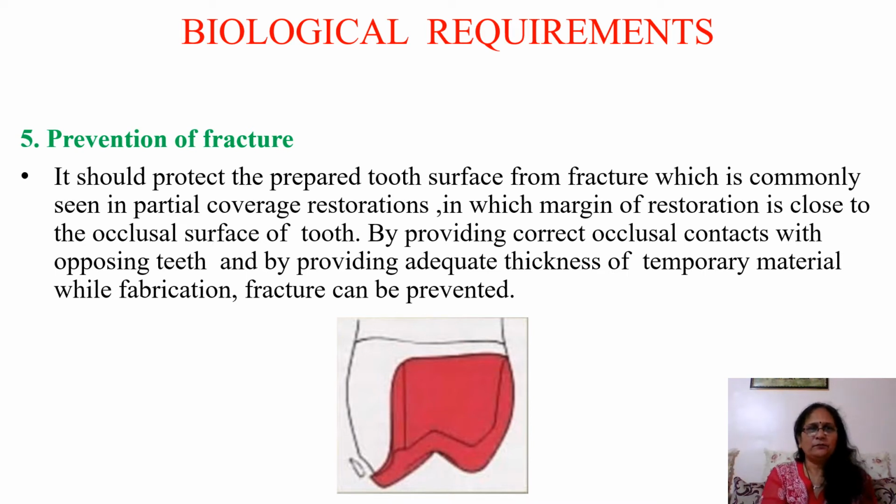Prevention of fracture. It should protect the prepared tooth surface from fracture, which is commonly seen in partial coverage restorations, in which margins of restorations is close to the occlusal surface of the tooth. By providing correct occlusal contacts with opposing teeth and by providing adequate thickness of temporary material while fabrication, the fracture can be prevented.